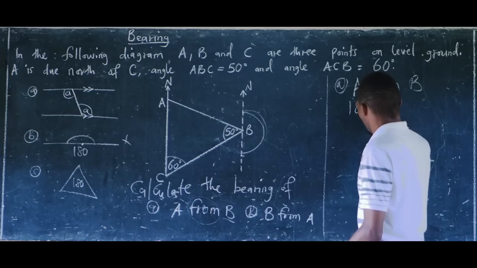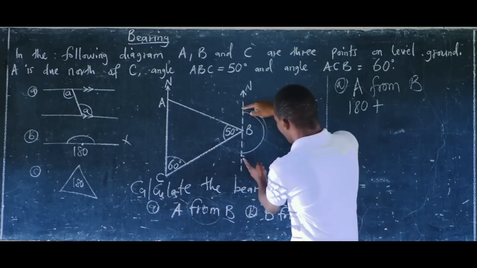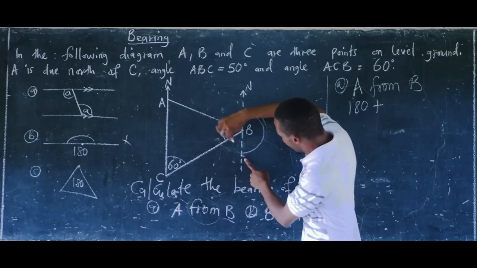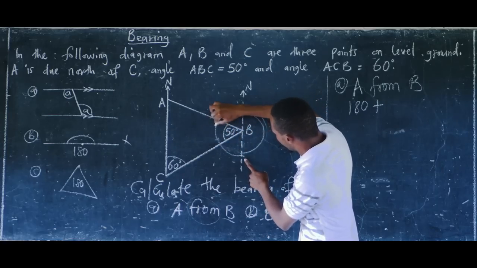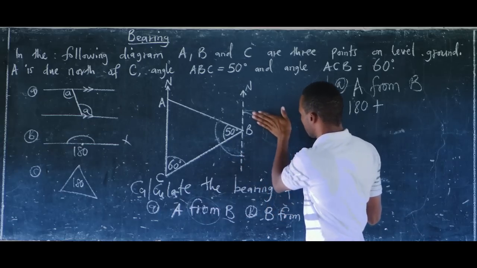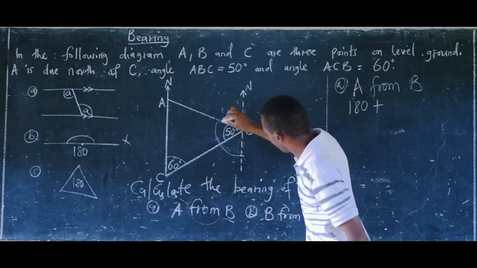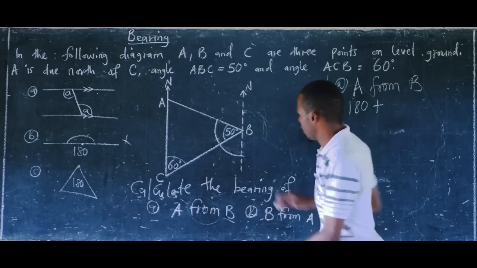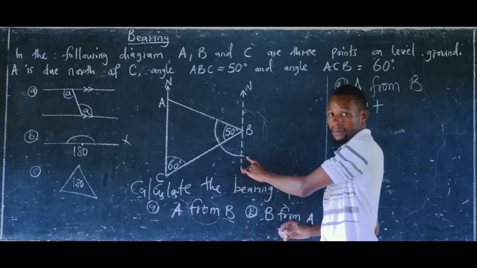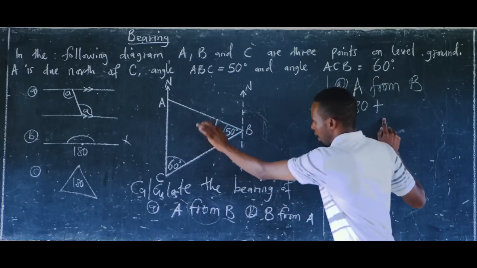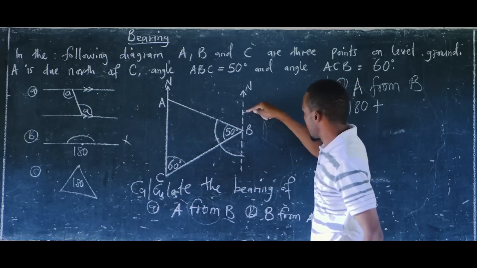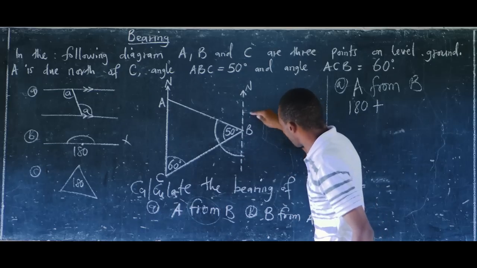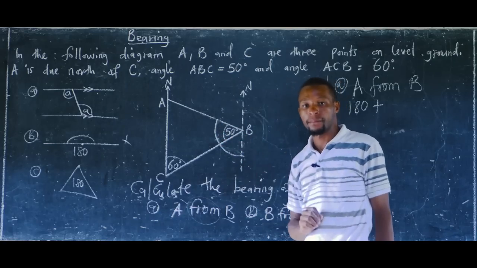So this 180 plus the angle starting from here going there. I'm going to remove this a bit so that we're able to see what I'm talking about. So the second angle is this one here. Have you seen? The first angle is 180, plus this angle here. It means we are going to get the entire angle that we want now, from here up to there.